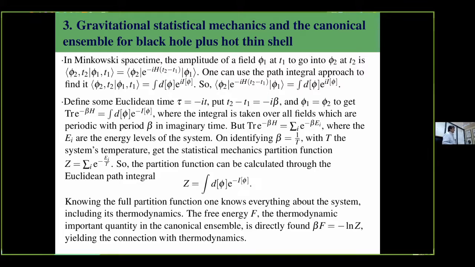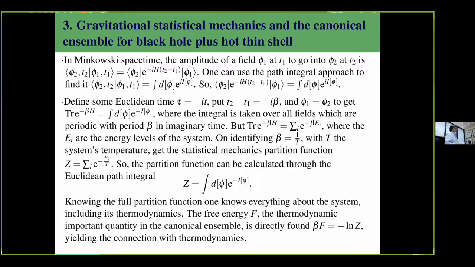Now we know that Feynman's path integral approach says that this quantity is given by the integral over all fields of e to the i times the action I of the field. Okay? So you can equate this quantity here to this quantity here.